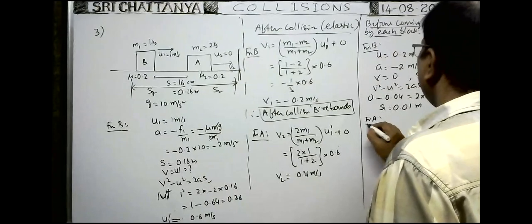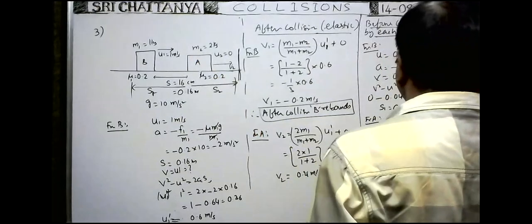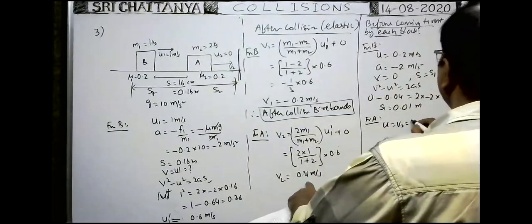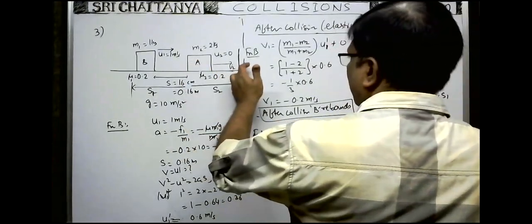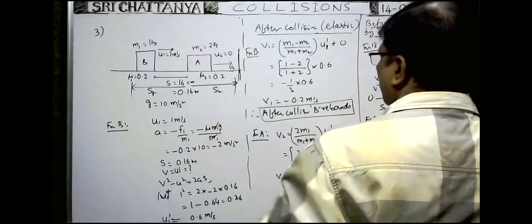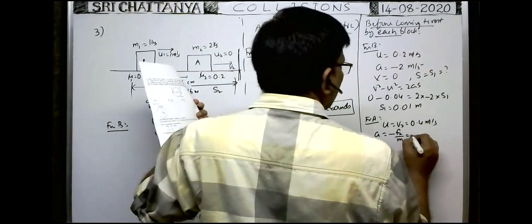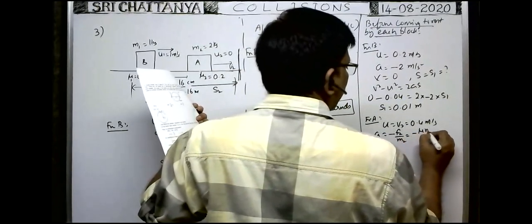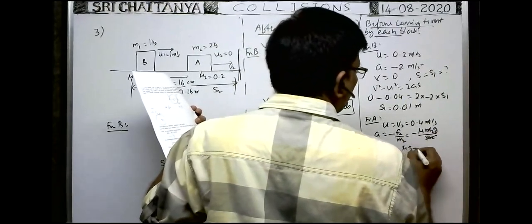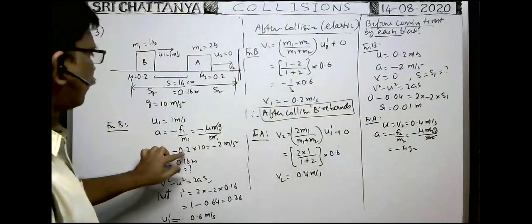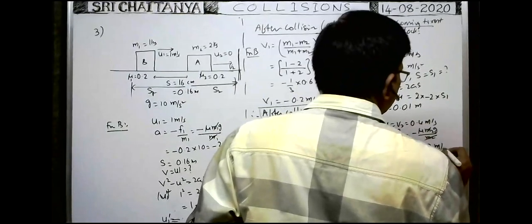Similarly for A, immediately after collision, its velocity becomes v2. That's why the initial velocity is v2, which is equal to 0.4 meter per second. Acceleration: whenever the body travels in this direction, friction acts in the opposite direction against its motion. That's why it has retardation. Retardation is minus f2 by m2, that is minus mu into normal reaction, m2g, by m2. Of course, m2 cancels, giving minus mu into g. Same coefficient of friction, same acceleration due to gravity. That's why you get minus 2 meter per second square.